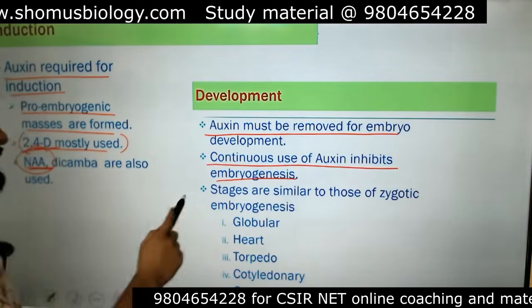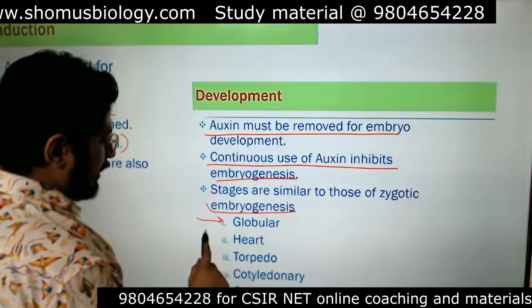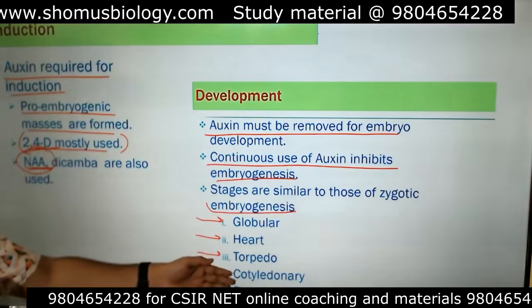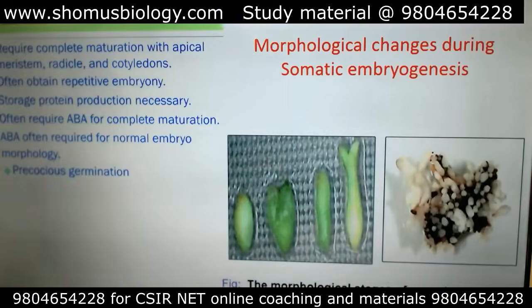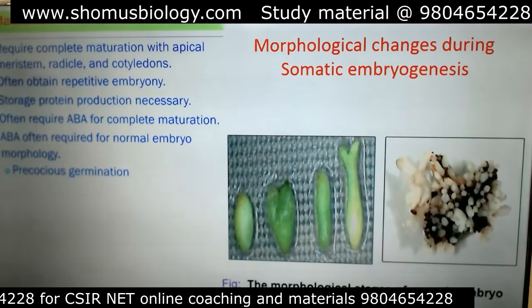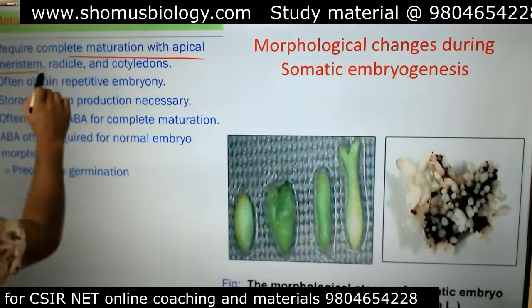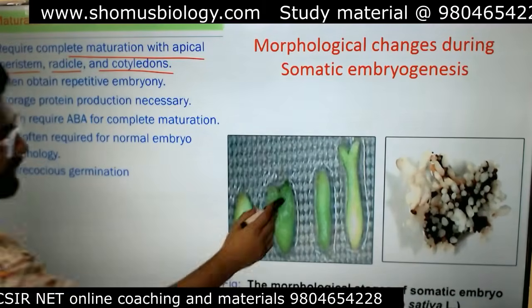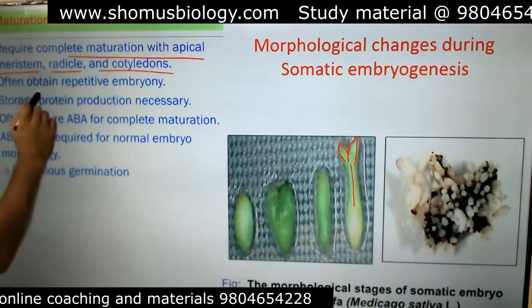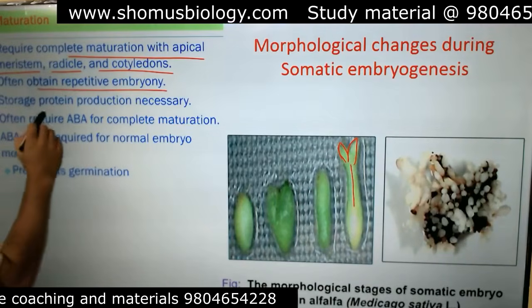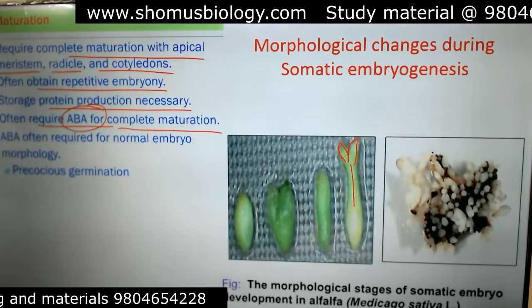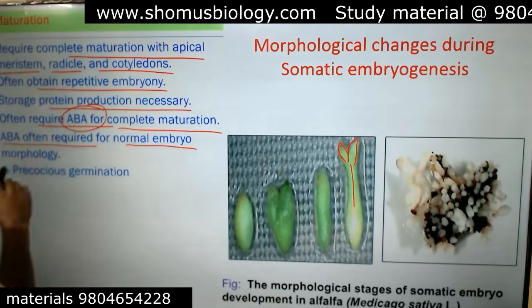Okay. Stages, again similar to zygotic embryogenesis, are globular, heart, torpedo, cotyledon, and germination. Cotyledonary stage is also the cylindrical stage. Here you can see the real picture of how it looks. Okay. Maturation is the last stage, requiring complete maturation with apical meristem, radicle, and cotyledons. Apical meristem, cotyledons, and radicle. Often we obtain repetitive embryony. Storage protein production is necessary. Often abscisic acid is required for complete maturation. Abscisic acid is often required for normal embryo morphology.